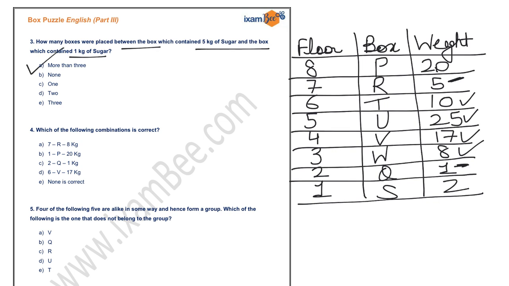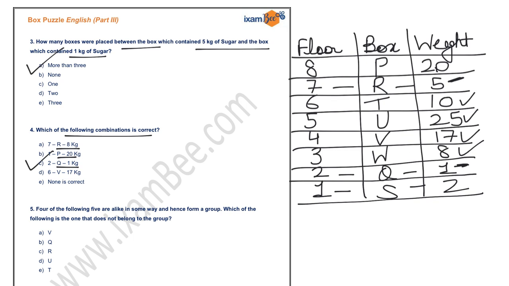Now which of the following combination is correct? So you have to check the combination. So first option is 7R 8 kg, 7R 5 kg is as per our table, 1P 20 kg, 1P 20 kg is as per our table, right? 2Q 1 kg, 2Q 1 kg is absolutely correct as per our table. So the correct answer is option number C.